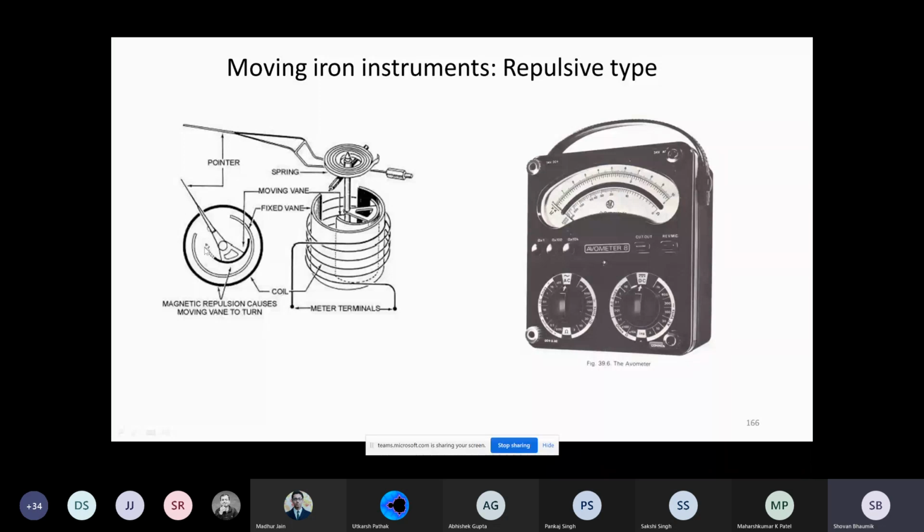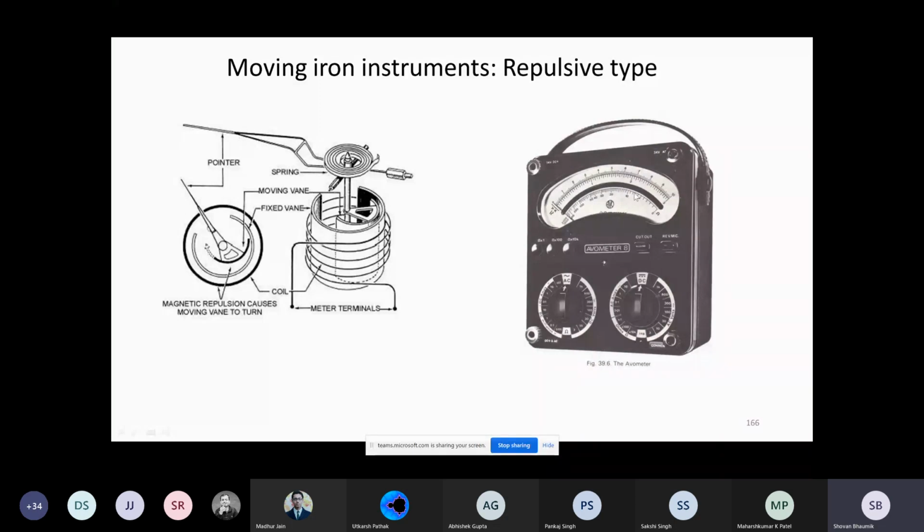But for the time being, you note that in the repulsive type, there are two vanes, one fixed and another moving. The moving one has different gaps at different angles, and there are coils. There is a coil which is wound on the fixed vane, and as the current passes through the coil, both the vanes, moving vane and fixed vane, are magnetized, and the moving vane moves, and then the spring starts expanding, and it produces the torque, and ultimately the pointer is deflected and stays there at the equilibrium point.